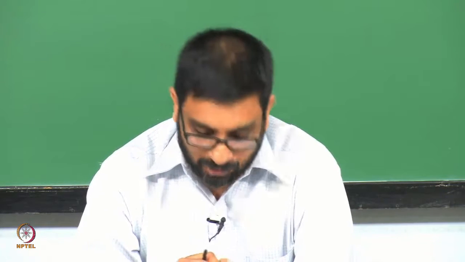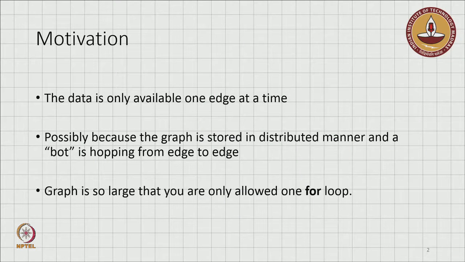The other possibility is that the graph is so large that you cannot load it into main memory in one shot, but you just do a single for loop over the entire set of edges, and you get the edges in some order, and you perform your operations in that for loop. So you only get one pass through the entire set of edges. These are just a few motivating contexts where such streaming algorithms might be useful. So let's study this a bit formally.